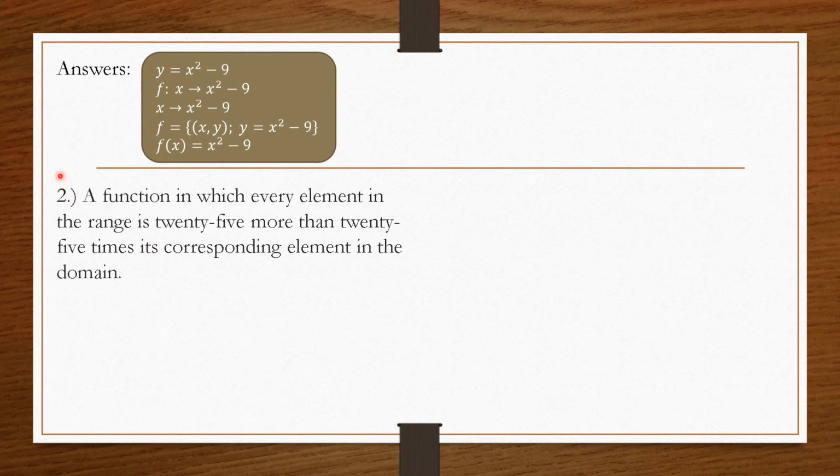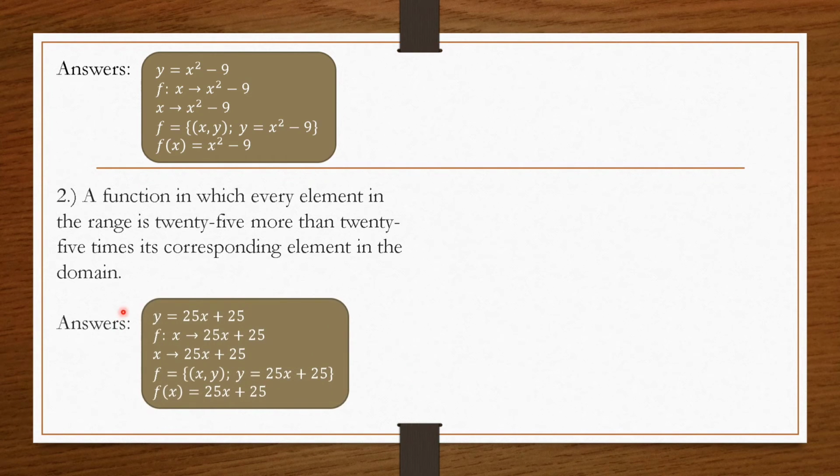For the next example, we have a function in which every element in the range is 25 more than 25 times its corresponding element in the domain. The answer is y equals 25x plus 25. And if you're wondering where I got the 25, it's from 25 times its corresponding element. Then the plus 25 is from here. The range is 25 more than 25 times its corresponding element, so 25x plus 25.